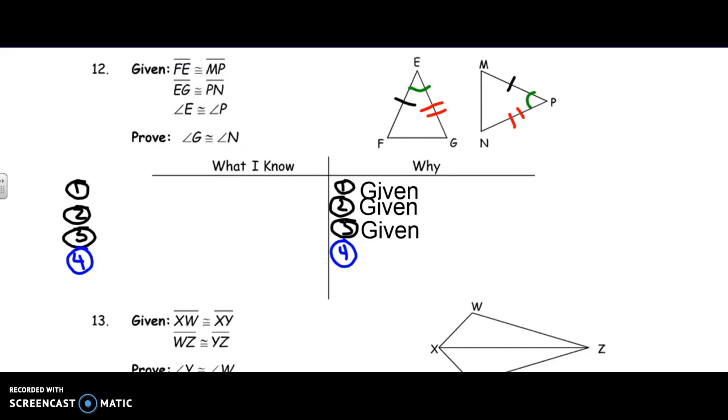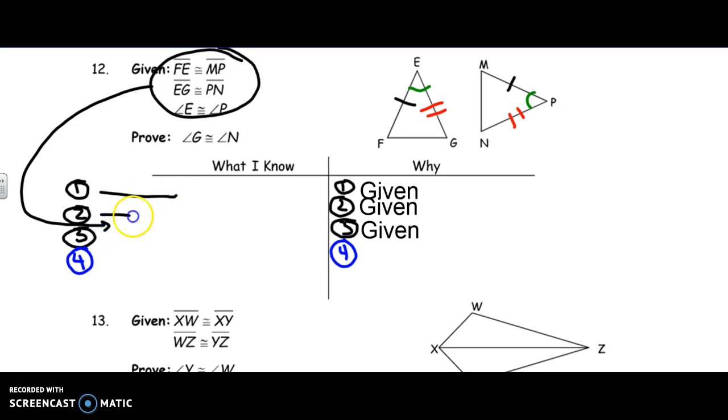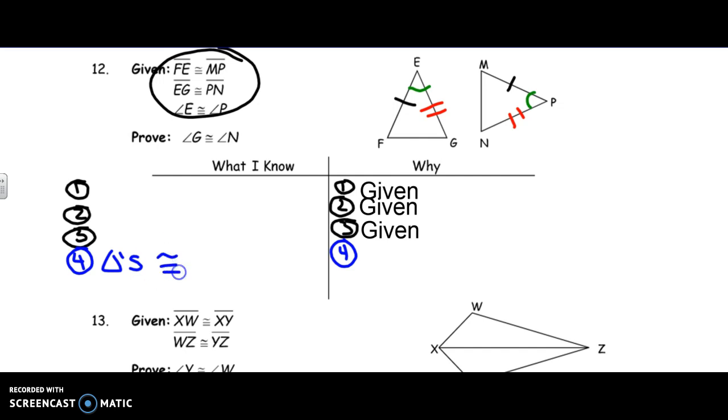I've marked the picture and I've started off the proof. Remember, basically, all of these 3 statements here technically belong down here. This would be my first one, my second one, my third one. The reason I know everything is because they're given. I'm just not taking the time to write all that down. Today I'm going to continue on with the proof. And I can see, looking at this picture, that the triangles are going to be congruent. And the reason that I know that is because I see side angle side showing up here.